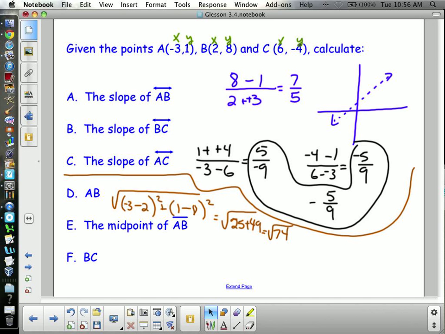Whoa, wait a minute. Why would you put the y's first here? The y's go first on slope, but not on distance, or not on midpoint. But you got 1 plus negative 8. It's not negative 8, it's just positive 8. You copied down the wrong number. And negative 3 plus 2. It's supposed to be 1 plus positive 8.